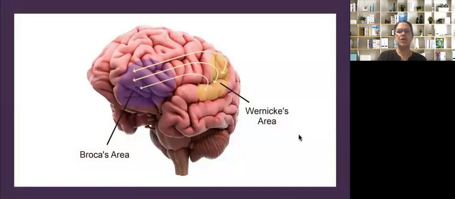So I just wanted to show you a picture of Broca's area. Here it's located in the frontal lobe, and then Wernicke's area is located back here in the temporal lobe towards the back of the skull. So these are the two areas that can become damaged and then affect speech, right? So understanding and producing speech. These are the areas of the brain where those are located.